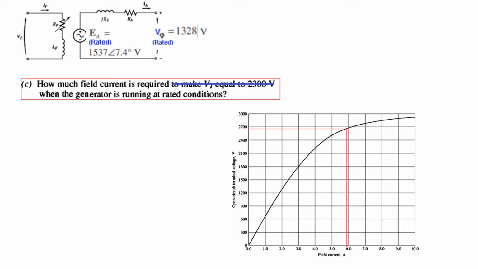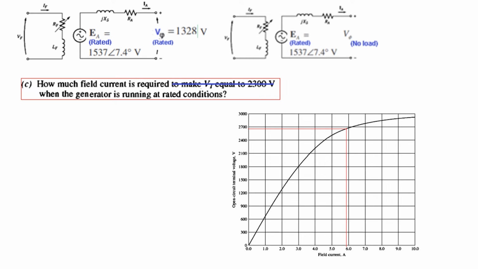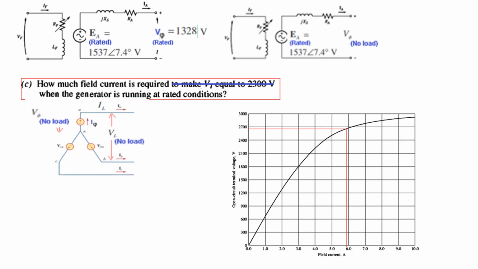Now this is the generated voltage. We want that when there is no load, this voltage should be at the terminal. So this is the same when there is no load. So V phi is the same as EA, and EA we had calculated as 1537. Now let's go back, because this voltage is the line voltage and this is the phase voltage, so we have to convert the phase voltage into line voltage.